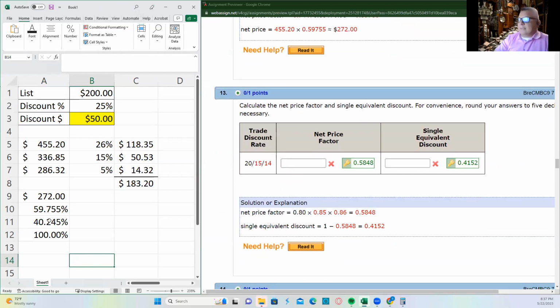Now, they're calling this number here our single equivalent discount. All right. So your net price factor, which we learned to figure here, is 100% minus 20, 80%, 100% minus 15%, 85%, 100% minus 14%, 86%. We multiply those three things together, we get our net price factor. One minus that is your single equivalent discount. That is all there is to it. Okay.